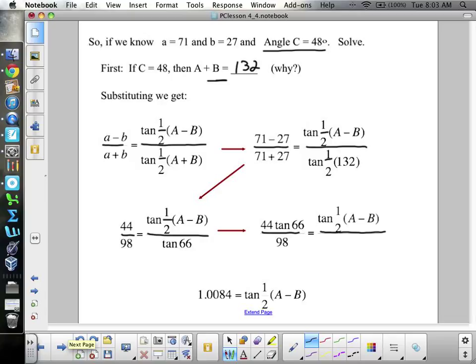All right? So I start my formula. I fill in my values. A, B, A, B. A plus B I know is 132. A minus B is my unknown. In this case, 71 minus 27 is 44. 71 plus 27 is 98. So that's where those values come from. Tan 1/2 A minus B is still unknown, and half of 132 is 66, because we take the tangent of half the angle.